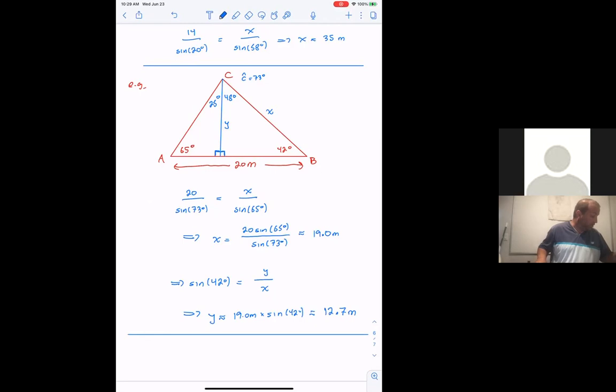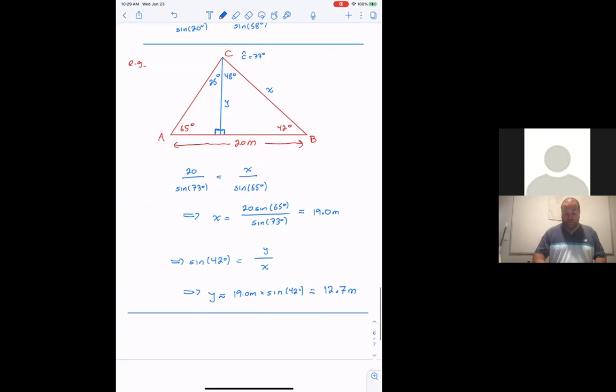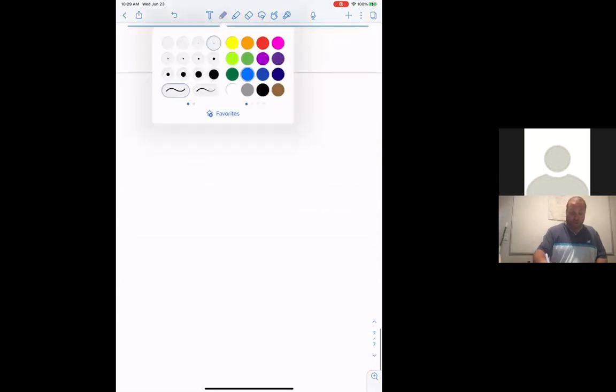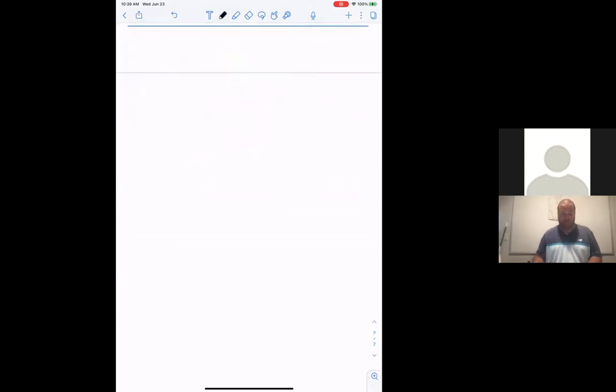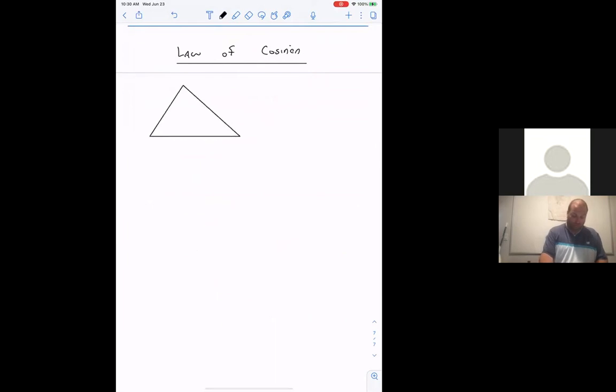So let's go ahead now and talk about the next law that you use for non-right angle triangles, which is the law of cosines. Notice the law of sines used sines. Sine of A over A, sine of B over B, sine of C over C. What do you think the law of cosines is going to use? Exactly. It's going to use cosines. So what does the law of cosines say? Well, again, you have to have a triangle.